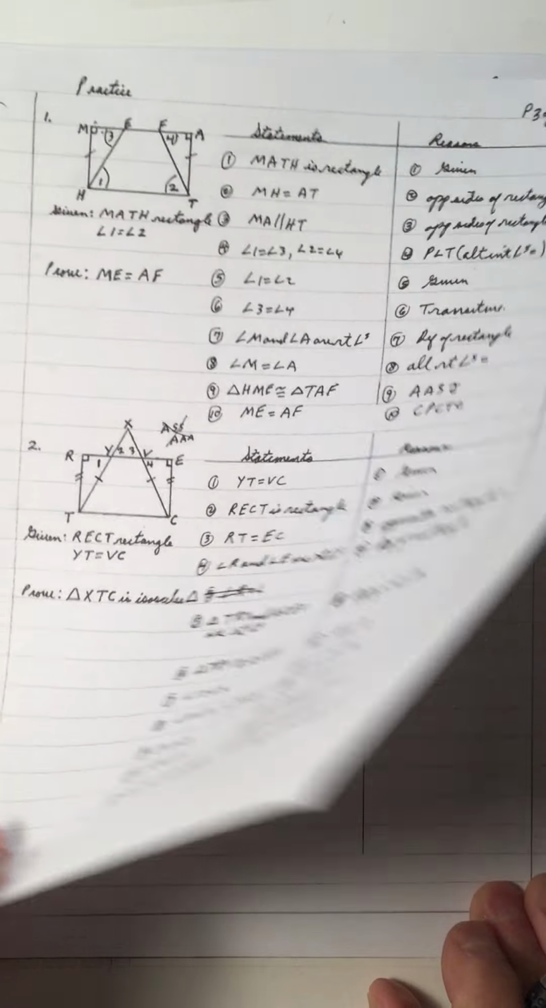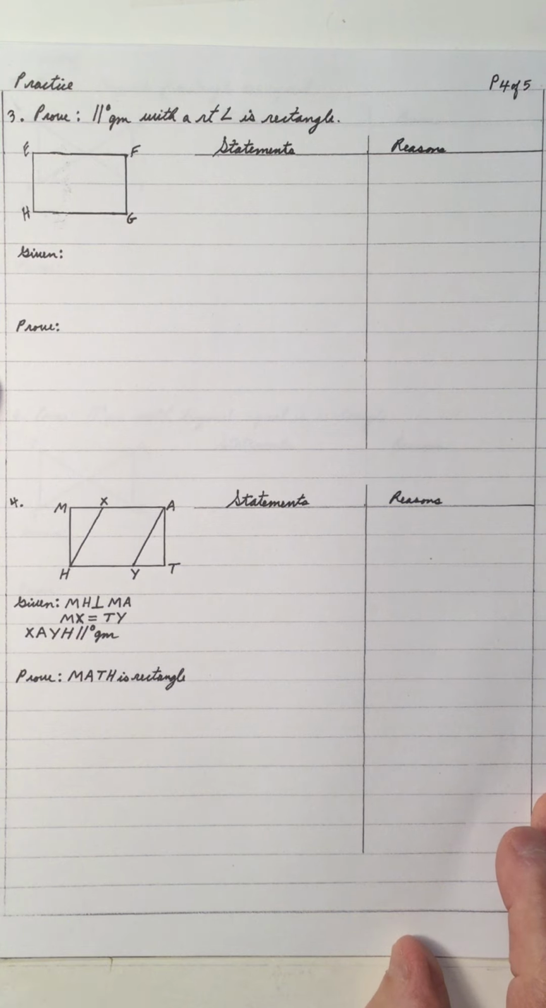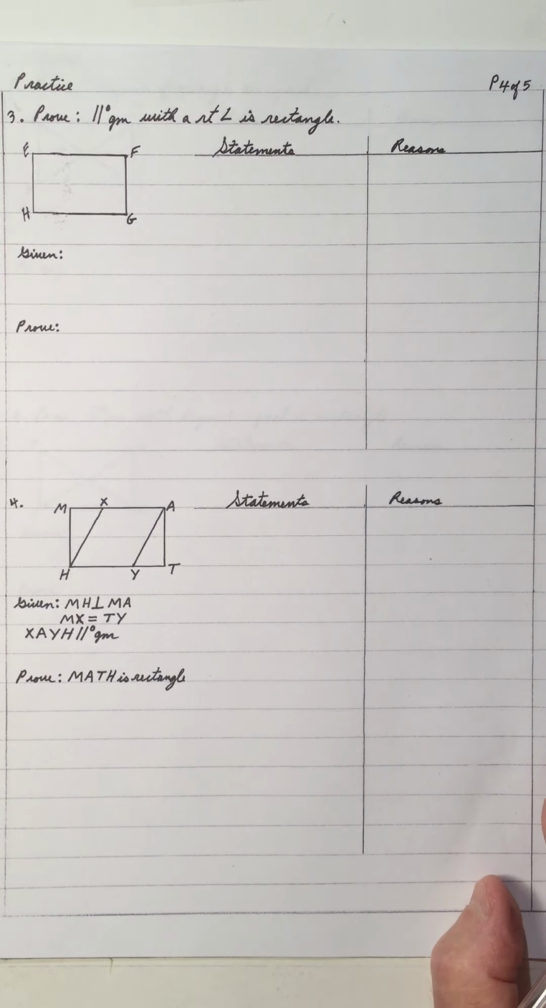So, a few more proofs done. And the more proofs you do, hopefully the better you get. Sometimes students find proofs difficult to do. But the more practice, the more thinking you do, the better you get. So let's do some more proofs.